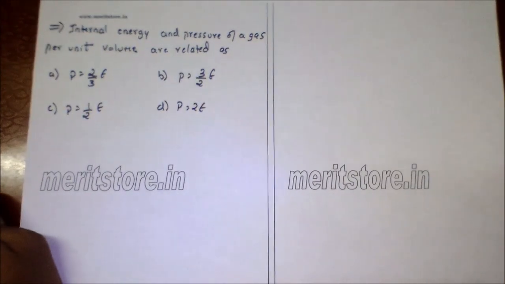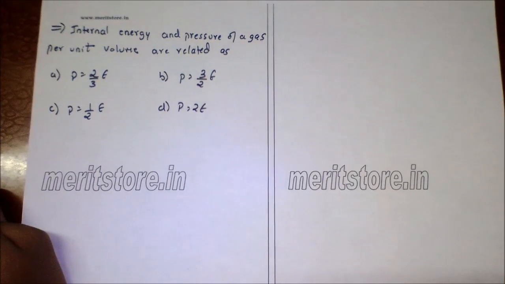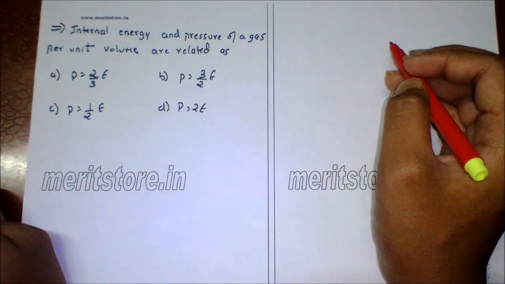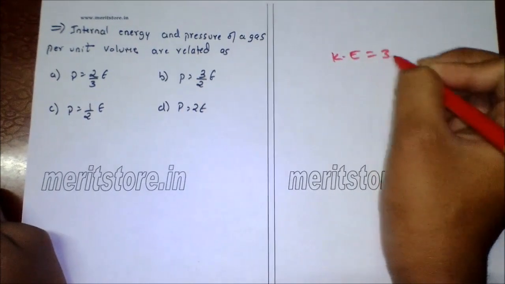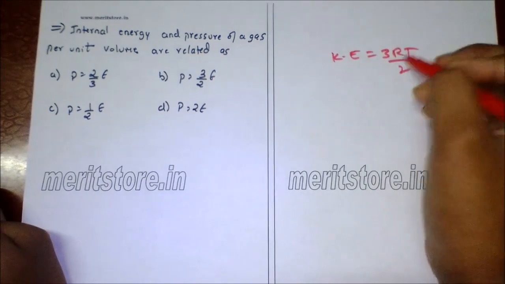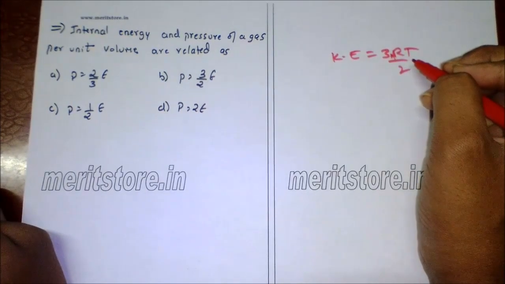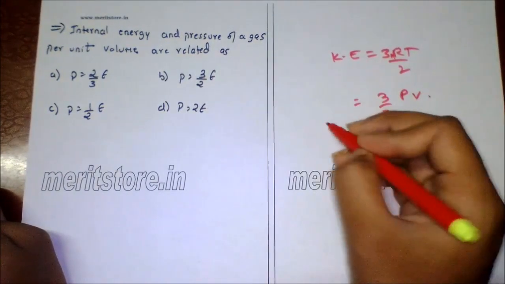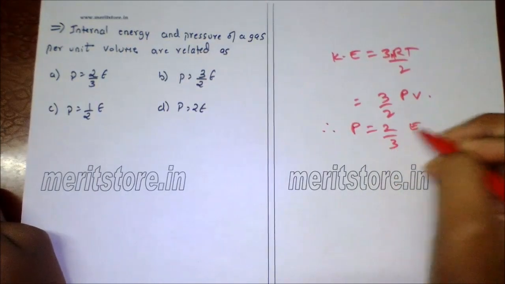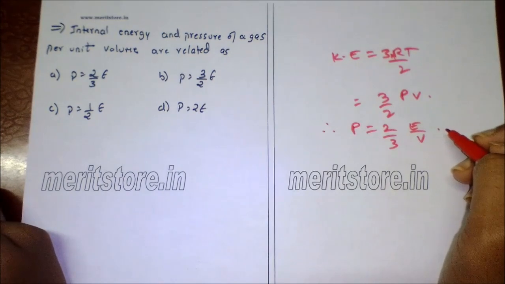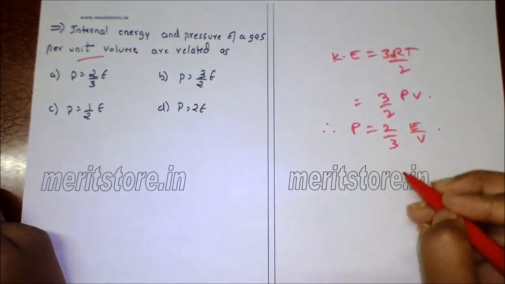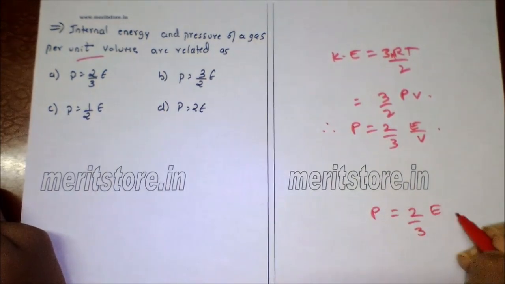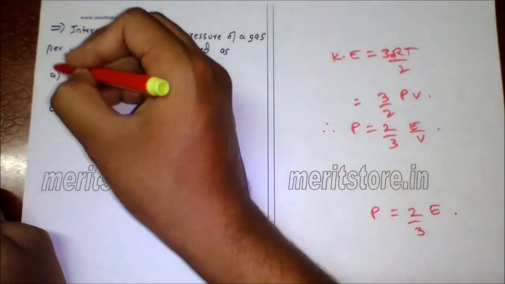Internal energy and pressure of a gas per unit volume are related as, so kinetic energy is equal to 3RT upon 2, or 3/2 nRT, n is the number of moles, so 3/2 PV can also be written. Therefore pressure is equal to 2/3 E upon V. So when volume is 1, as it is unit volume, we can write this as pressure is equal to 2/3 E, where E is the internal energy. Therefore option A is the correct answer.